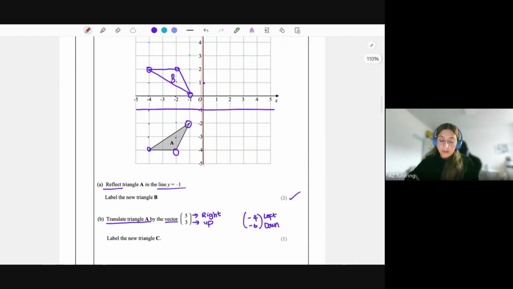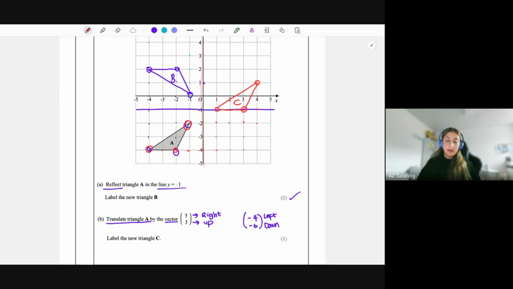So let's draw that. Let's start with this one here. 5 units to the right: 1, 2, 3, 4, 5, and 3 units up: 1, 2, 3. So that point goes there. Next one. 1, 2, 3, 4, 5. 1, 2, 3. There you go. And last one. 1, 2, 3, 4, 5. 1, 2, 3. If I connect the dots, this is triangle C.